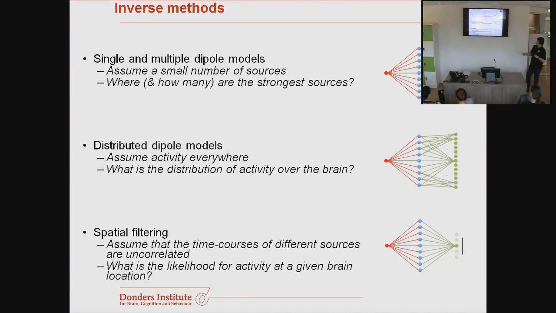In spatial filtering, of which beamforming is one of these algorithms, you still take one dipole, but instead of fitting like in the single and multiple dipole model approaches, the assumption is that a time course at a given location is uncorrelated to all other time courses, all other different sources. And you ask what is the likelihood at that location for a source being there. So you take a dipole and scan your source space location after location until you're done with all the desired locations. So this is a scanning method.